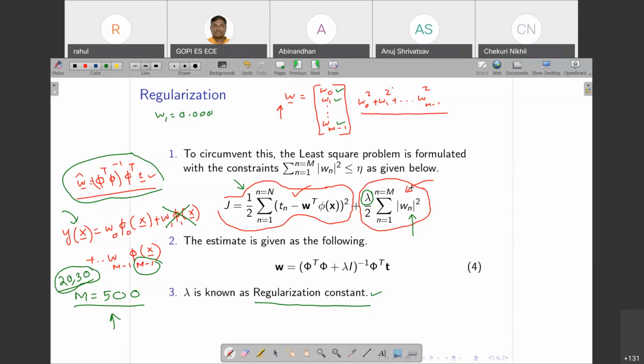It is not the only way. We can have any other constraint for it. No, I'm not saying like that. I'm saying that a few elements of this W are going to be very small. That is what I'm telling. Not all the elements. You have to understand the point of whatever I'm telling.